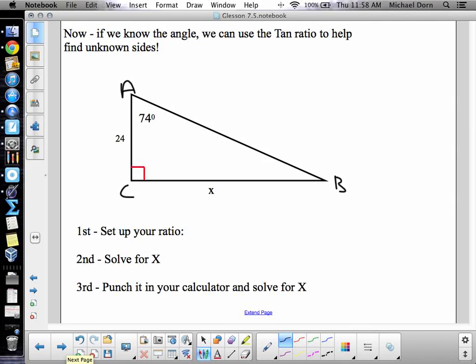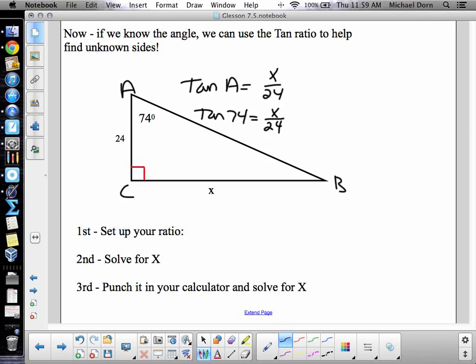Well, what do I know about angle A? I know, well, the tangent of angle A would have to be the length of the opposite over the length of the adjacent, which would be x over 24. But in this case, I know angle A. Now, we've just seen I can find a decimal value. Tangent 74 is a fixed value, isn't it?